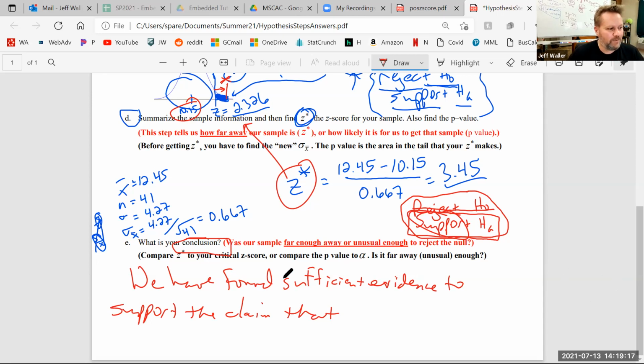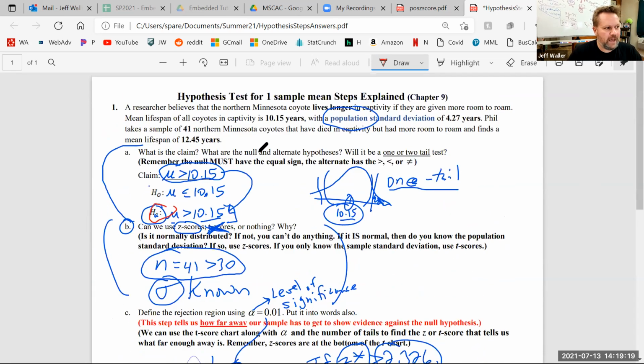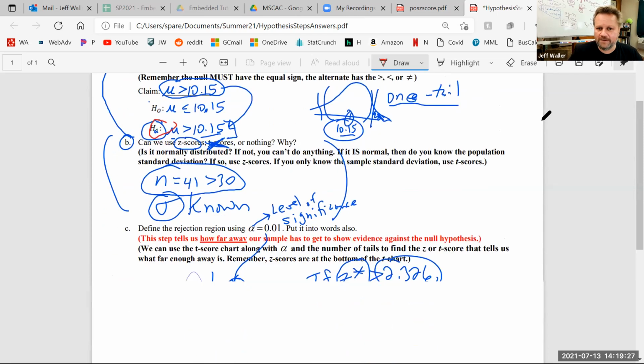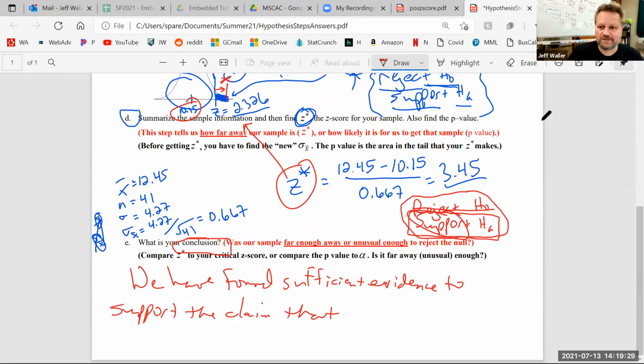Plagiarize. We have found sufficient evidence to support the claim that the northern Minnesota coyote lives longer in captivity if they're given more room to roam. Do you understand what I'm saying? In general, should you plagiarize? No. This isn't really plagiarization, is it? No, it isn't, because we're just talking about the claim, and that's what the claim was.